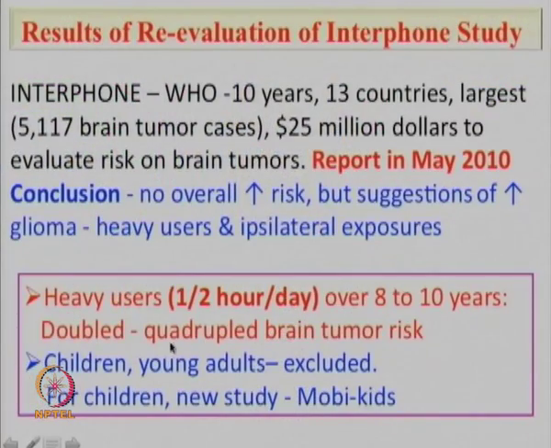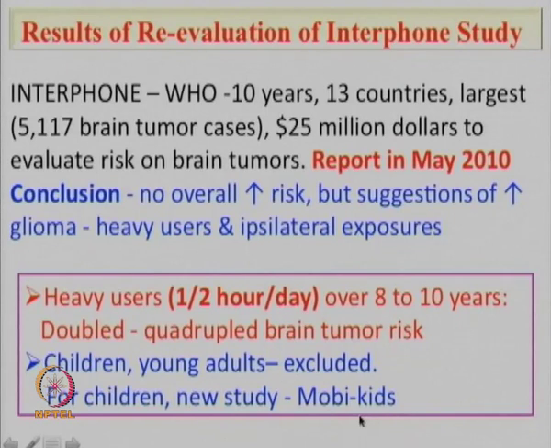But now I also want to mention that this Interphone study had excluded children and young adults. In fact, they took healthy adults in the age group of 30 to 59 years, and children and young adults are definitely more susceptible. In fact, there is a new study going on known as Mobi Kids, and we are waiting for that study to come, and we will see what is really happening.